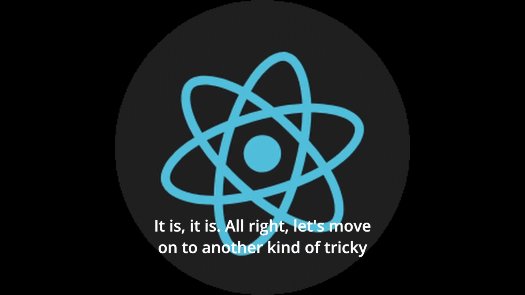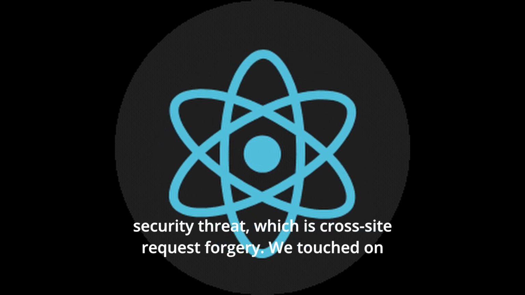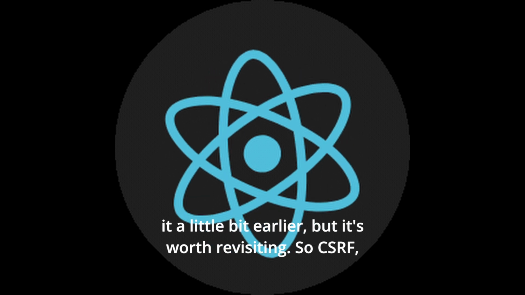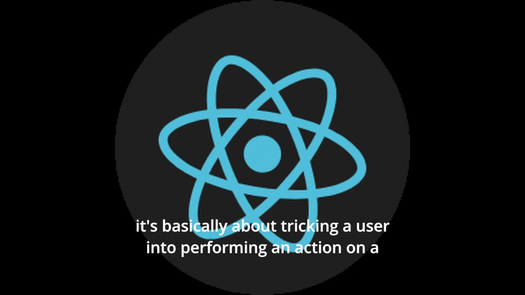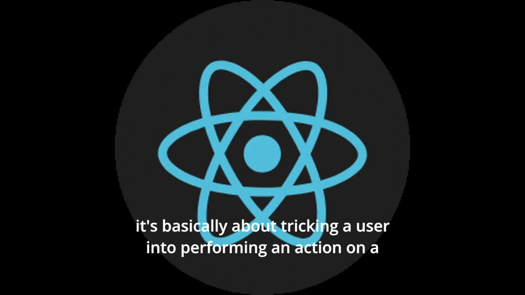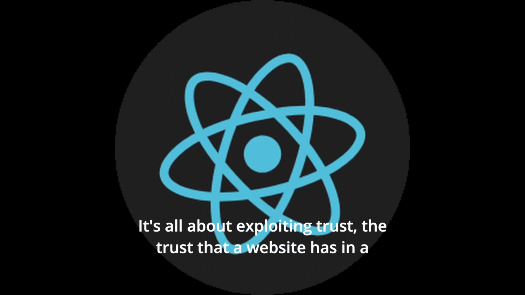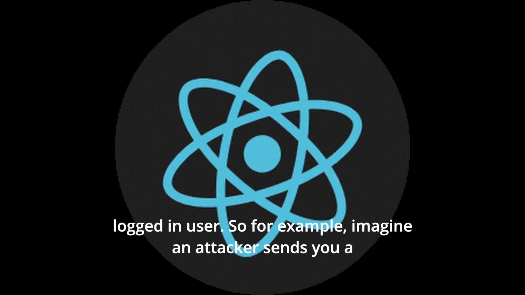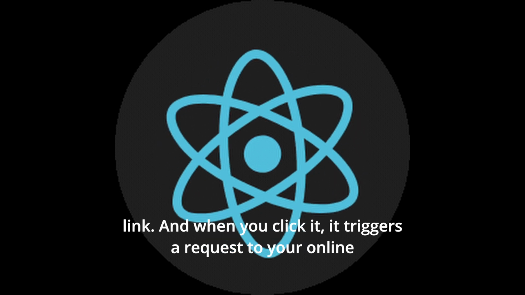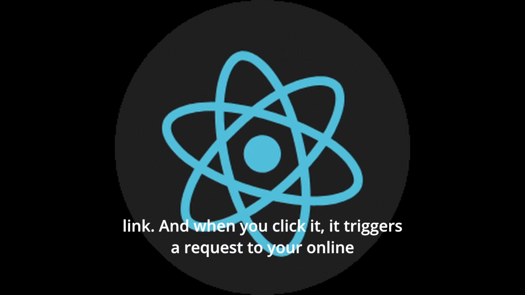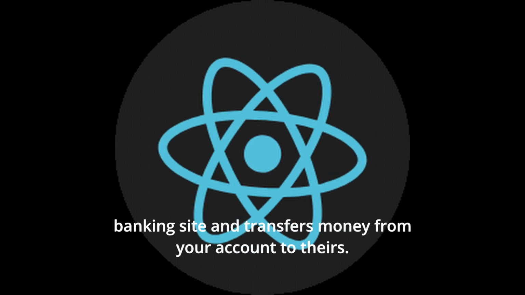All right. Let's move on to another kind of tricky security threat, which is cross-site request forgery. We touched on it a little bit earlier, but it's worth revisiting. So CSRF is basically about tricking a user into performing an action on a website without them knowing it, without them consenting to it. It's all about exploiting trust, the trust that a website has in a logged-in user. Yeah. So, for example, imagine an attacker sends you a link. And when you click it, it triggers a request to your online banking site and transfers money from your account to theirs. Oh, wow.